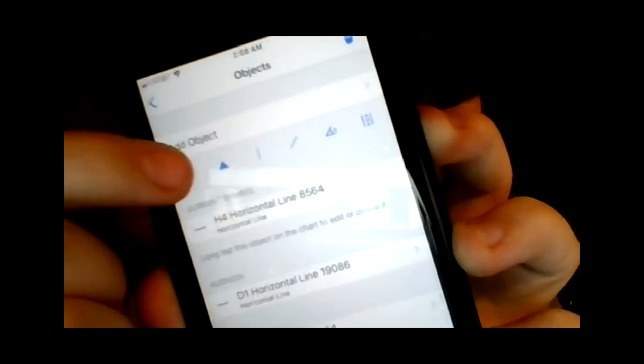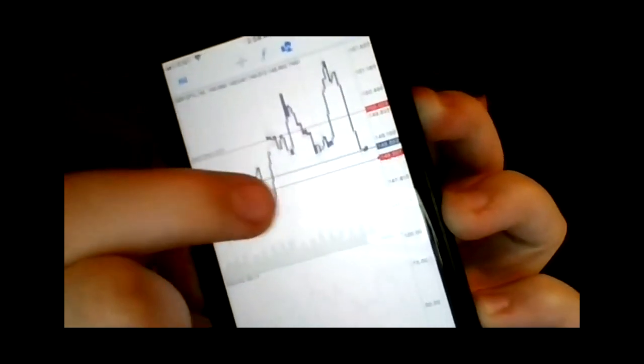Cool. Click the line that's right there. Bring it down. It's going to move a little. Hold it down. It comes up with delete or properties. Click properties where it says point. Once again, click that. Enter the price that you have for the entry.